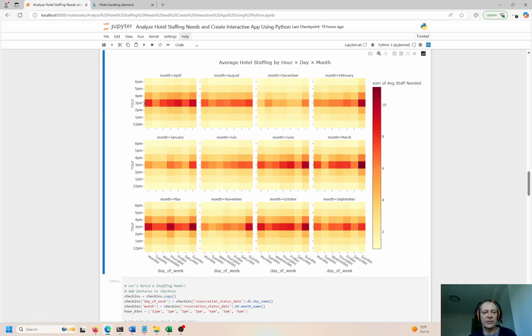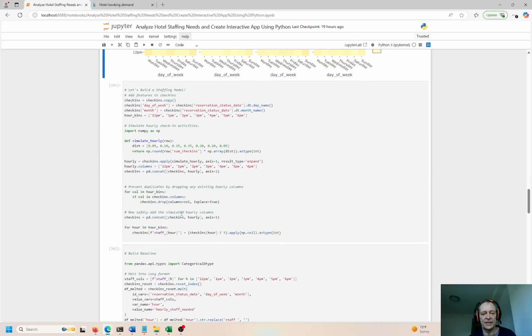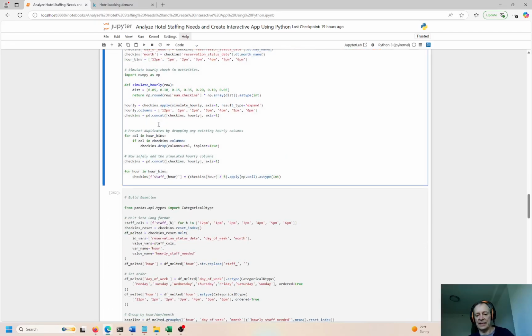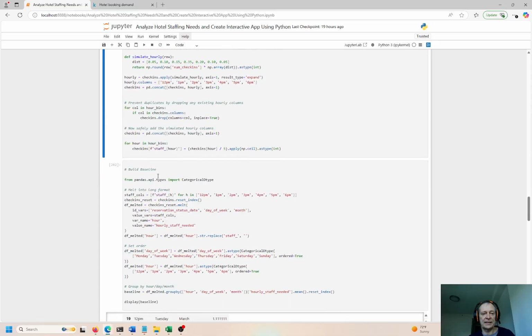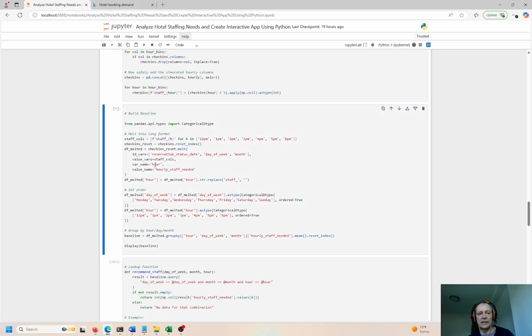So you can see 3 p.m. is the most common check-in for every single month, across every single day. You have Monday through Sunday here, so I think this graph is pretty representative of what the staffing need is visually, right? And I'm going to go ahead and build a baseline case here.